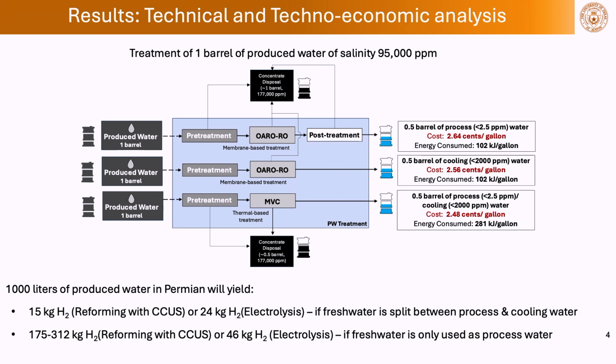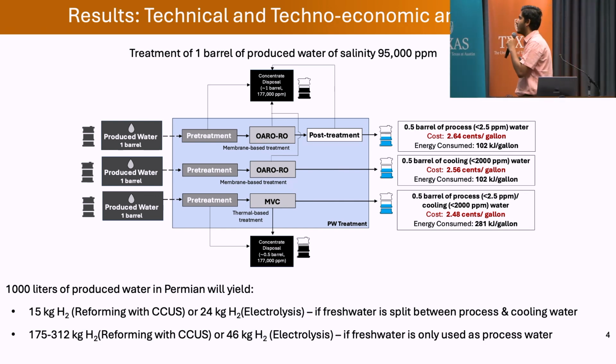So when we compare the cost and energy of each technique, you can see that the technique that we are pursuing, which is OARO, is slightly costly. It costs about 2.5 to 2.6 cents for every gallon that you purify, whereas the conventional mechanical vapor compression just costs about 2.48 cents. But with respect to energy consumption, because the technique that we are pursuing is membrane-based, almost more than half of the energy is saved, where it costs about 102 kilojoules for every gallon of produced water being purified. Whereas mechanical vapor compression, because it involves phase change, requires 281 kilojoules per gallon.